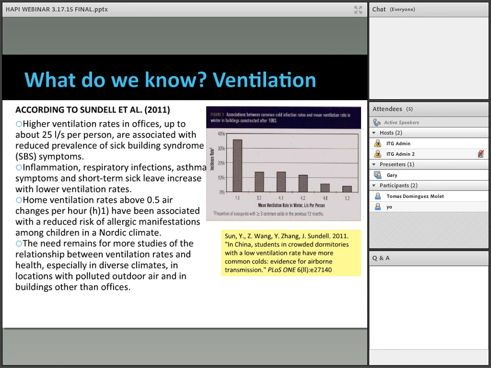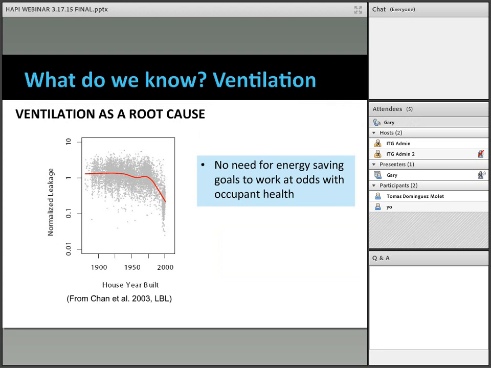Getting back to the theme of ventilation and air exchange, Jack and I have used this figure in several talks as evidence of something we know: in the 70s, with what we might call the first energy crisis, there was a focus on saving energy by making our homes tighter and controlling the flow of conditioned air. You can really see the downturn in normalized leakage rates as a function of what year a house was built in the U.S. And these are all single family homes.